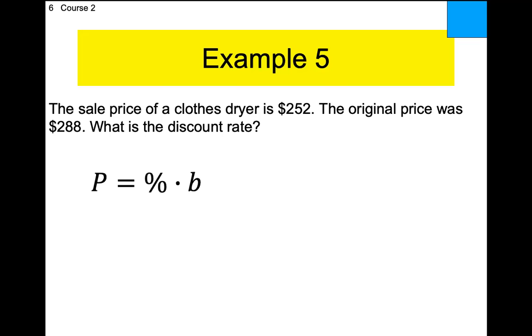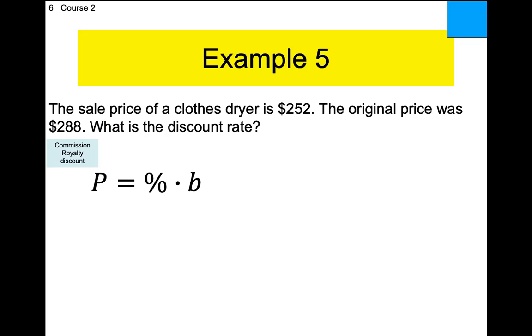All right. It's still the same thing. We have to remember, though, that the P stands for the discount. Does it tell us the discount up here? Yes, it does. Where? 252. That's not the discount. But it says, what is the discount rate? What is the discount? It doesn't say what's the current selling price. It says the discount.